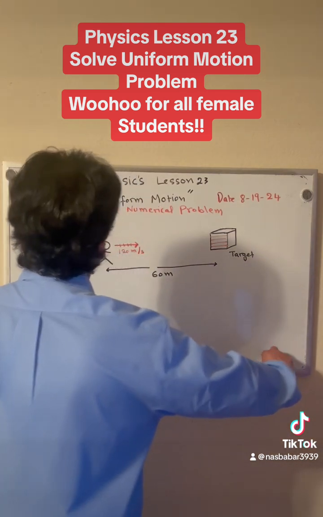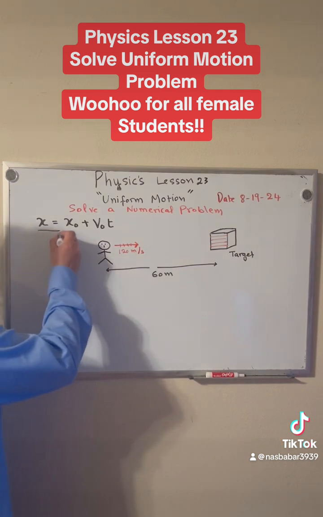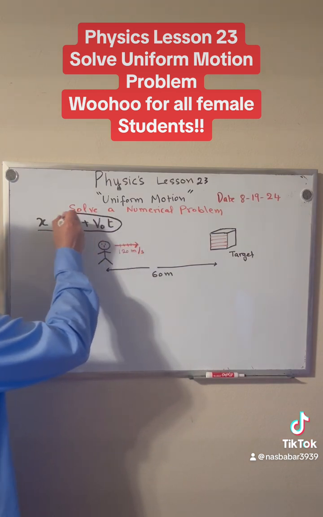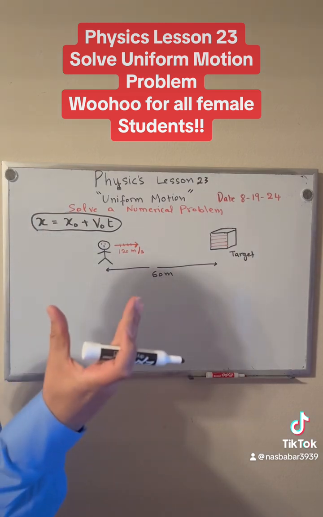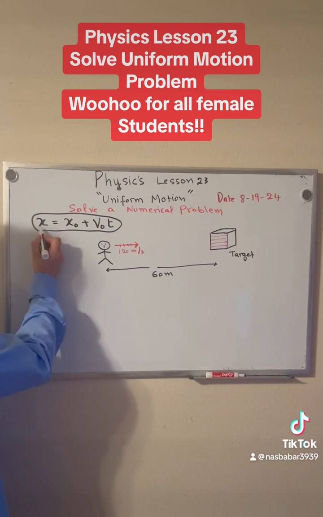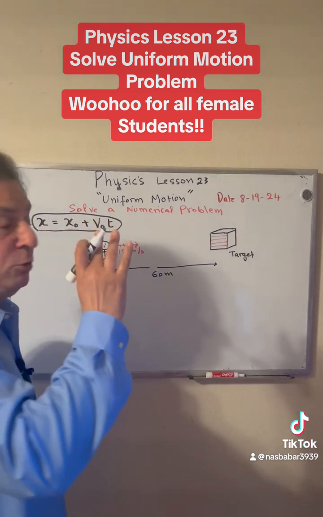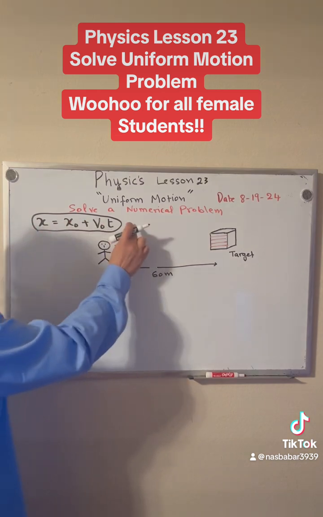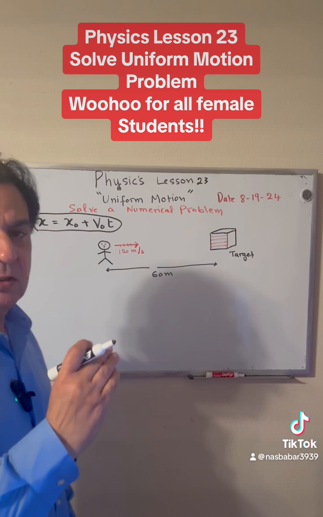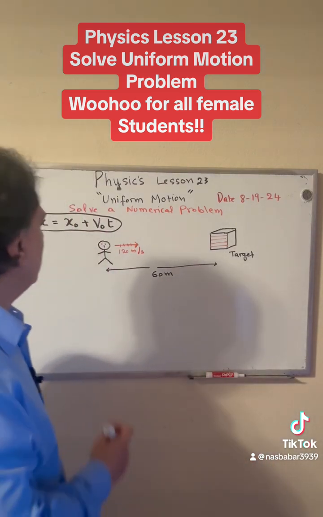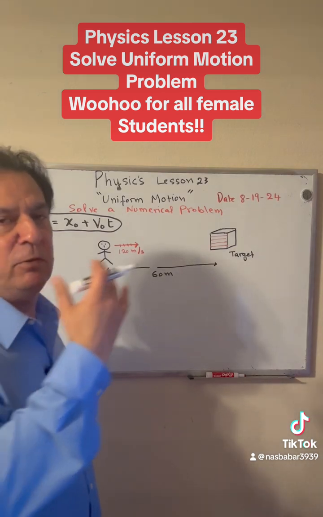First of all, this is the formula which you have to remember all the time. And I introduced you to this formula in my last section. This x right here is the distance we are finding, total distance from point A to B, final distance. This x0 is initial distance. This v naught or v0 is initial velocity.